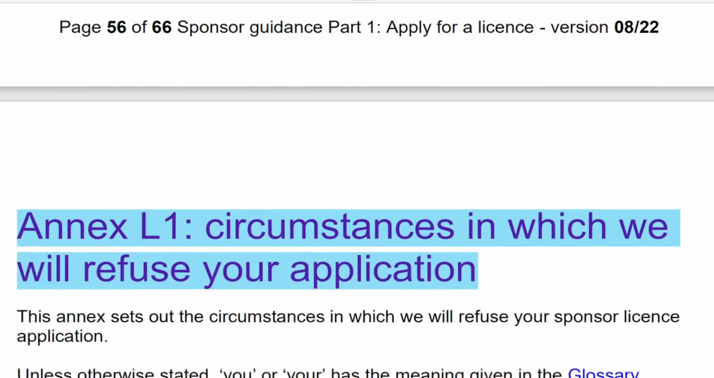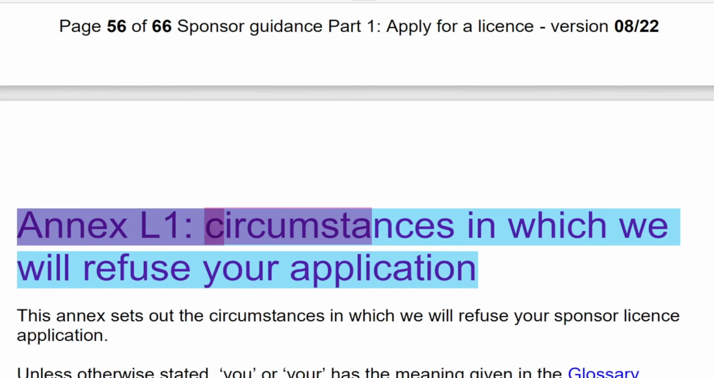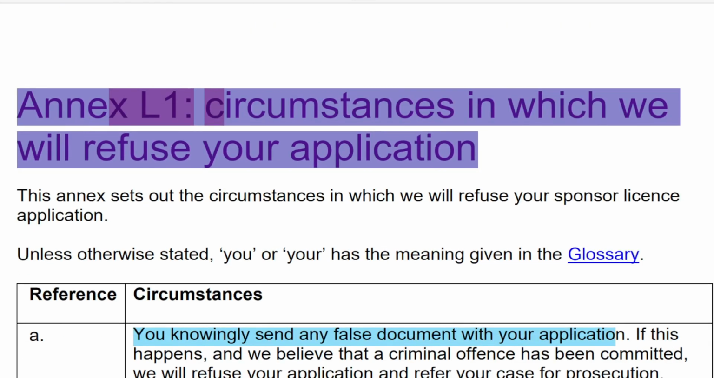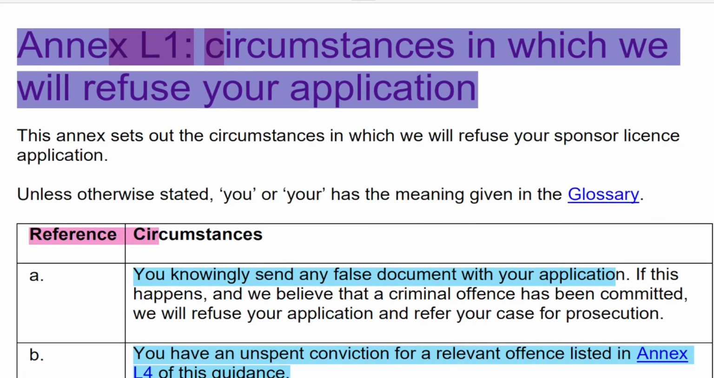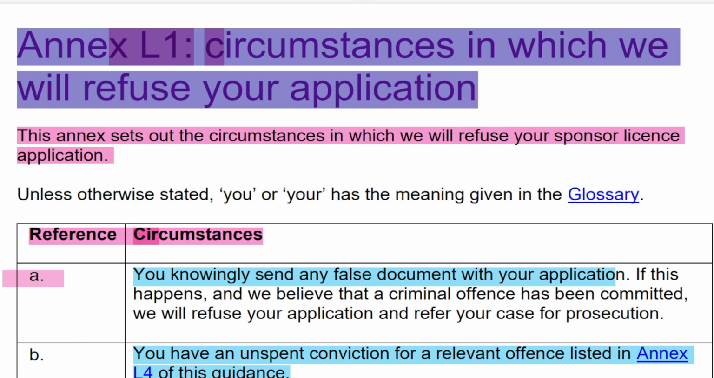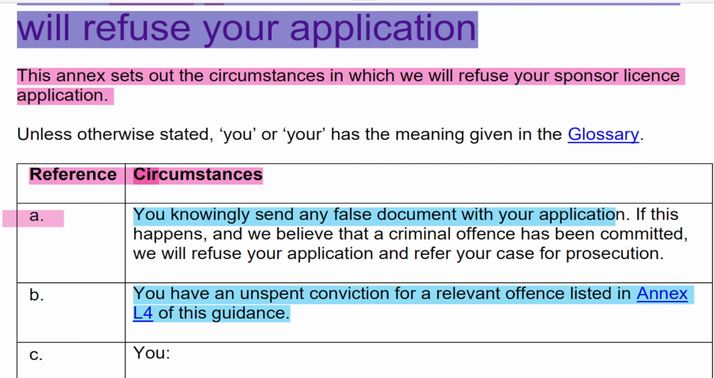Let's go further and discuss Annexure 1, Level 1, circumstances in which we will refuse your application. We can call this L1 just to avoid confusion. This annexure sets out the circumstances in which we will refuse your sponsor license application. So this will explain under what conditions or circumstances the Home Office can refuse your license. For example, A, you knowingly send us any false document with your application. If this happens, we will believe that a criminal offense has been committed. We will refuse your application and refer your case for prosecution.